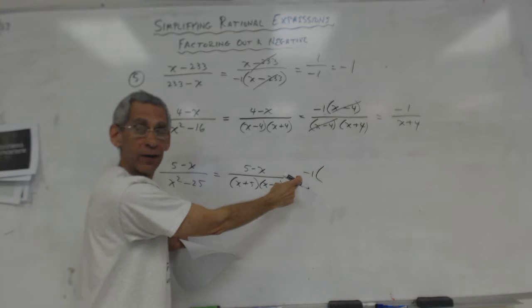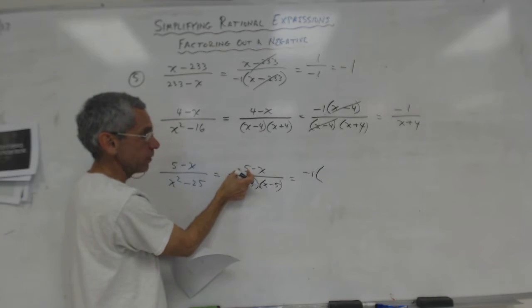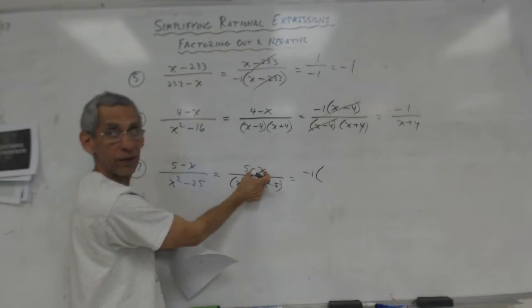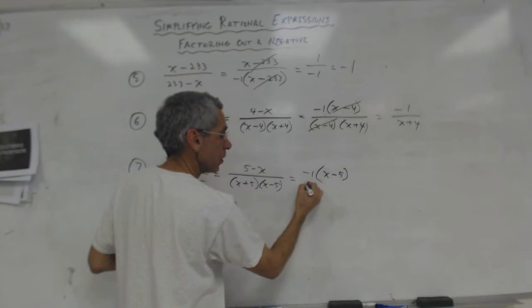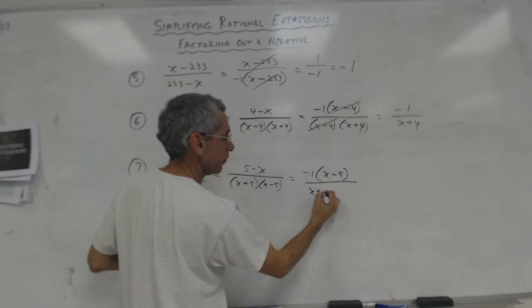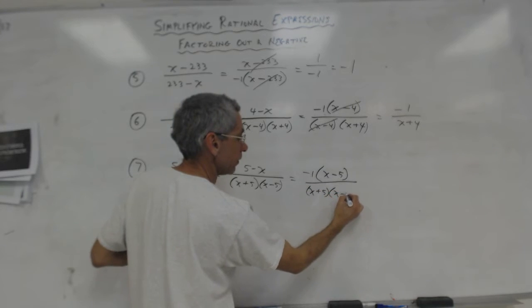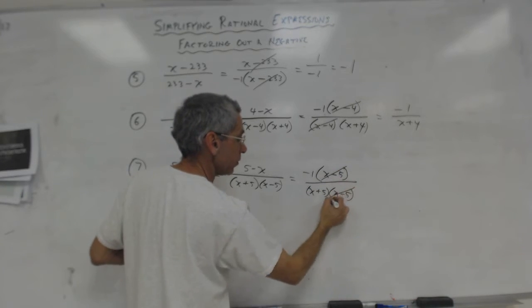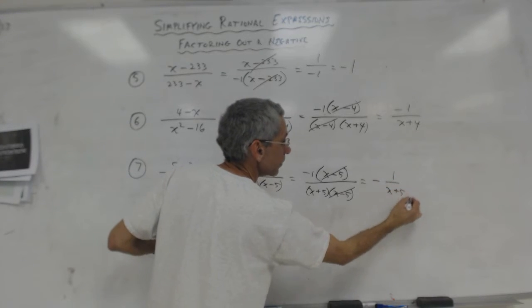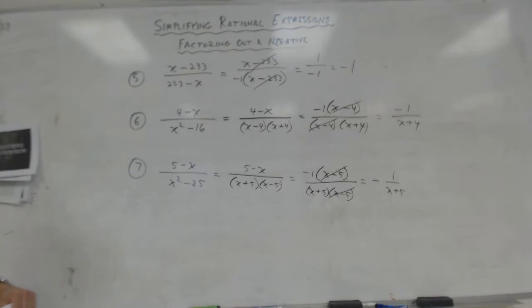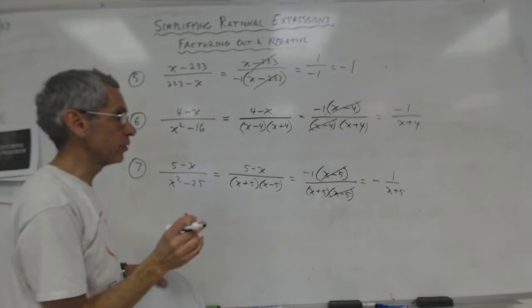By factoring out a negative 1, the negative 5 becomes 5, and the negative x becomes positive. So I could say x minus 5. Then you can cross out: x plus 5 times x minus 5. I cross out the x minus 5, so I have negative 1 over x plus 5. It's an awesome little trick.